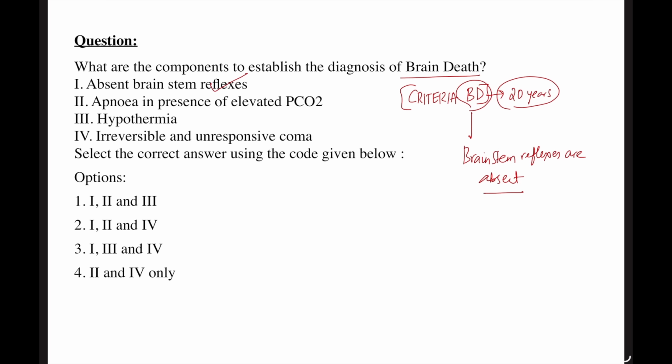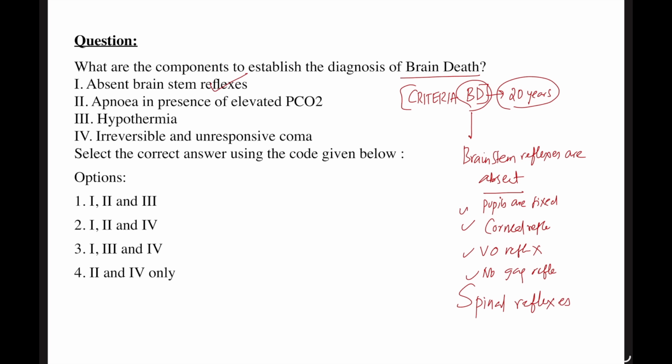So, what are the brainstem reflexes? That is pupils. That is corneal reflex. Pupils are fixed in these cases. Yes, and corneal reflexes are absent in these cases. Vestibulo-ocular reflexes are absent in these cases. All the cranial nerve distribution, there is no motor response and no gag reflex. But spinal reflex can be present. Based on this concept, I had seen many questions in the regular MCQ exams. Spinal reflexes are present. Right?